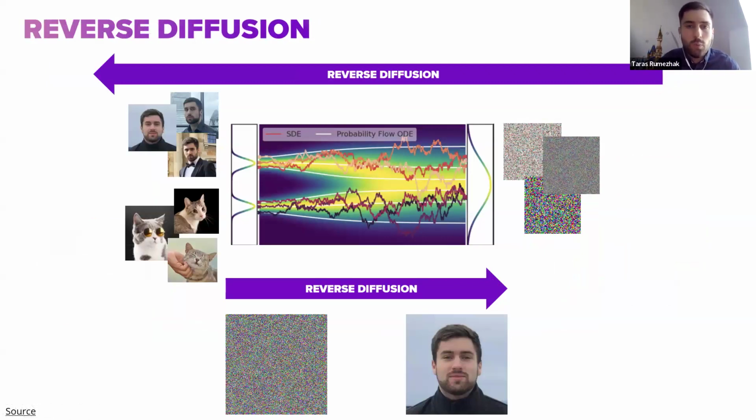But it gets more interesting with the process of reverse diffusion. Reverse diffusion is how we can go from random noise to the original image of myself. It might not be identical to the image provided here, but still we want to get me in the process of this reverse diffusion.